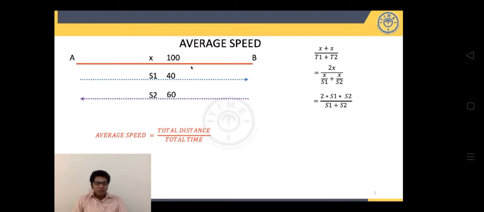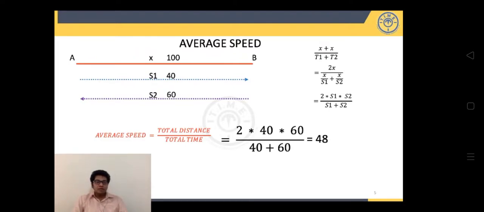Is it dependent on the distance? No, because the distance here is the same, so it will cancel out. So when I say average speed for the same distance, going and coming, only for that you have to use this formula, 2 s1 s2 by s1 plus s2. So 2 into 40 into 60 divided by 40 plus 60. So 2 into 40 into 60 divided by 100, which is 2 into 4 into 6, which is nothing but 48 kilometers per hour. Hence the average speed is 48 kilometers per hour. See, it is not 50. 40 plus 60 by 2 is the average of.